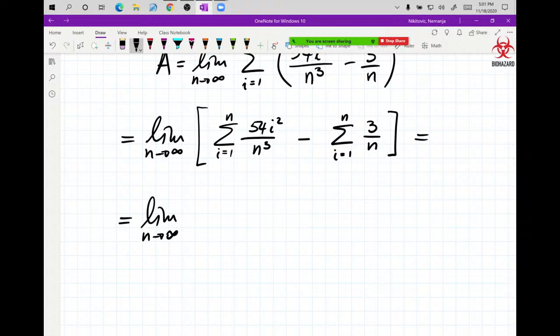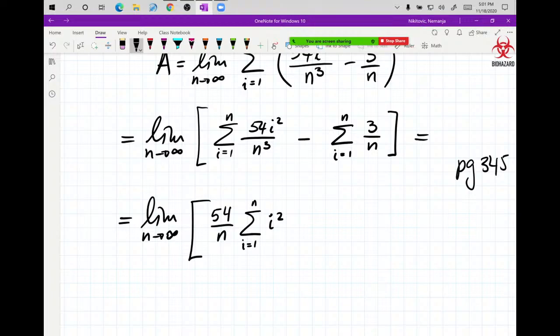Now, these formulas are very easy to remember in our book. Page 345 is where the formulas are on how to simplify this. But first of all, I need to make sure that you see how to simplify this. You can kick out 54 over n cubed in front of the sum, and you have your i squared stay. And on the second one, you kick out 3 over n out, and 1 stays behind.